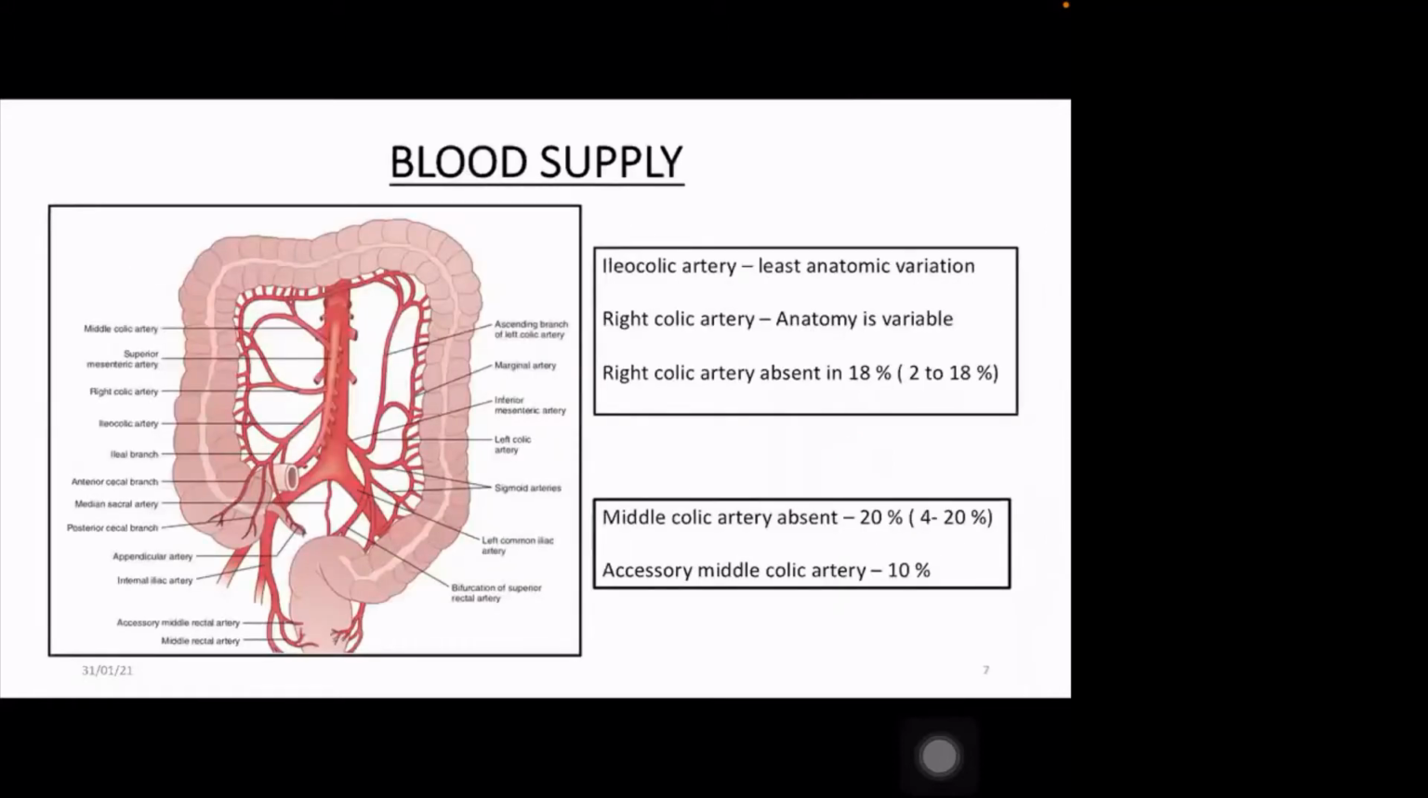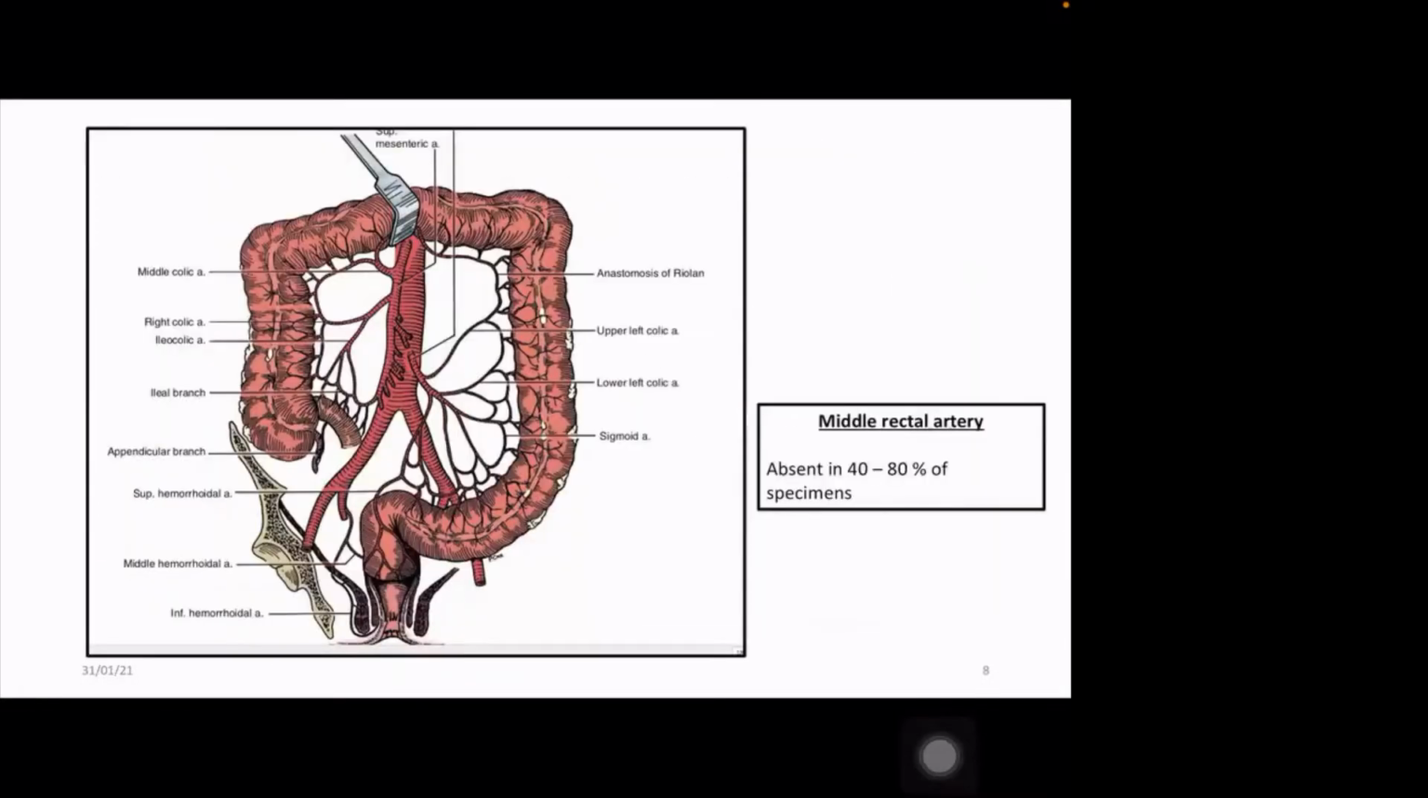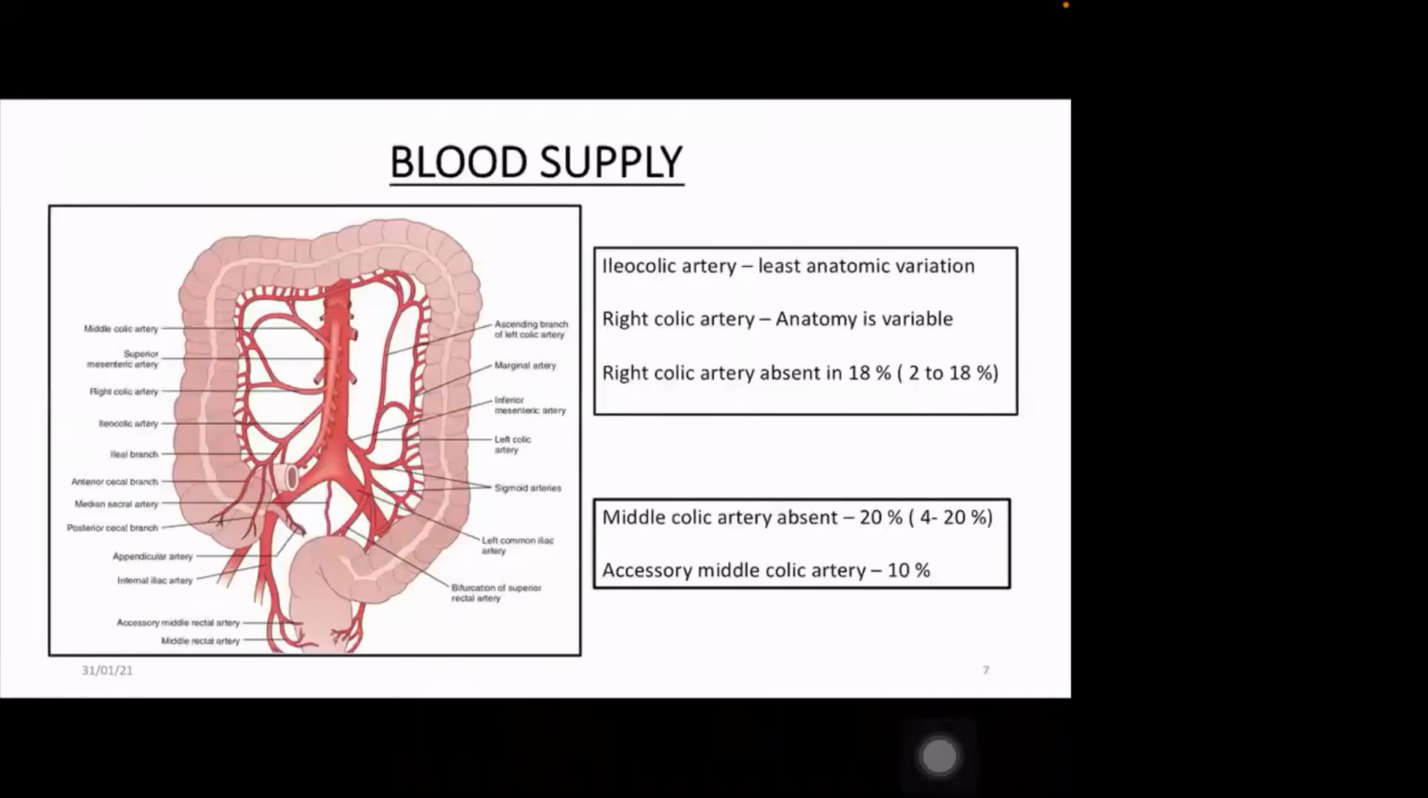So the blood supply of the colon is very important. If you start from the basics, the colon has derivatives both from the midgut as well as from the hindgut. Therefore, the blood supply is from both the superior mesenteric artery, which is the blood supply of the midgut, and the inferior mesenteric artery, which is the blood supply of the hindgut. Fine. So let me summarize the blood supply from the basics.